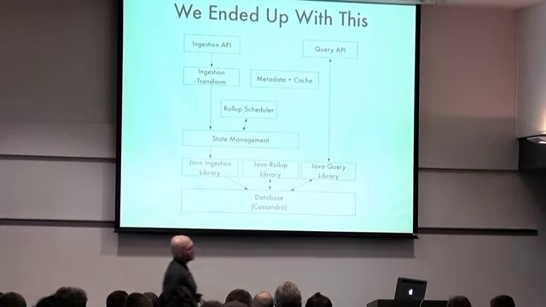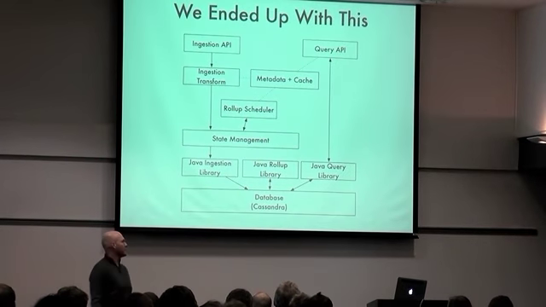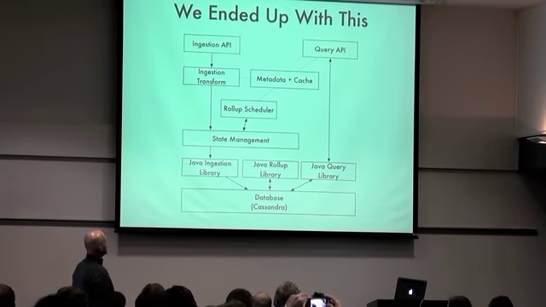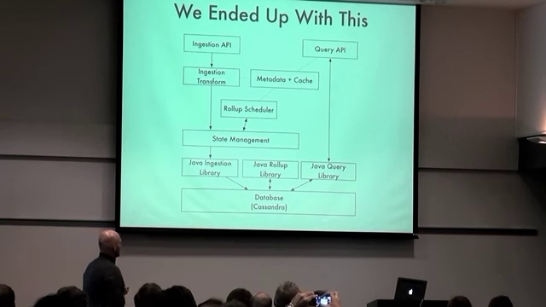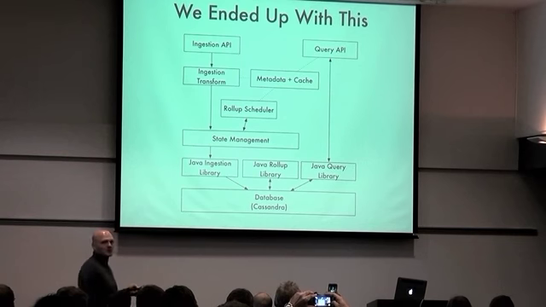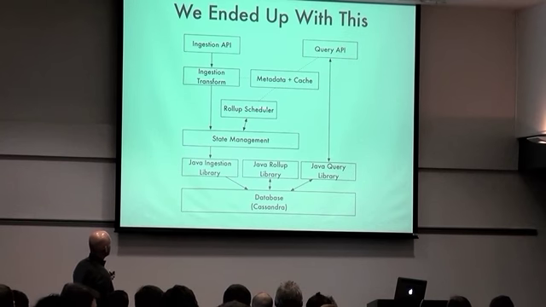And this is what we ended up with. I'll spend the rest of the time talking about the different components here, but it starts at the bottom and works its way up. At the bottom, of course, is Cassandra. And on top of that, there are just some libraries that allow us to get data in and out. There's a little bit of state management. This is all one unit right here. And then there are some tools that allow you to do caching and metadata storage.